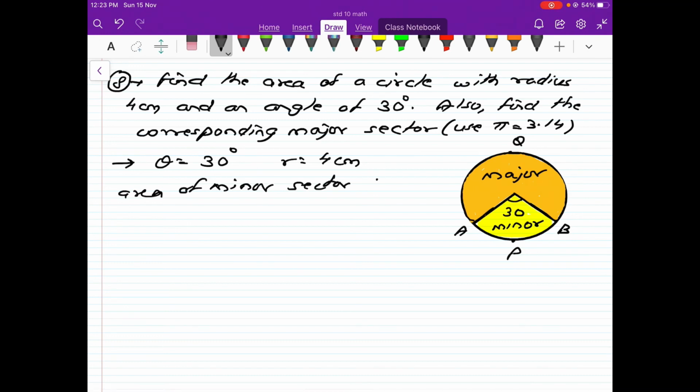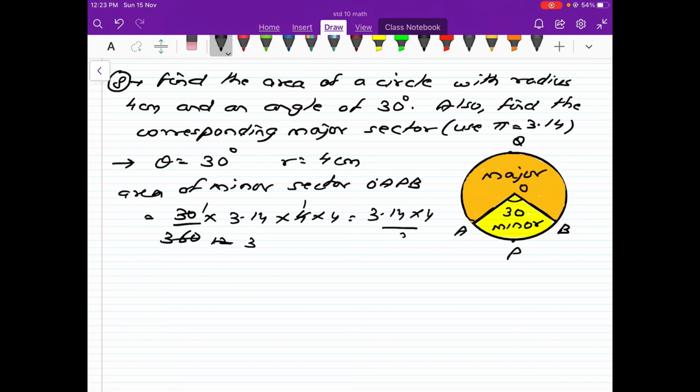What is that? OAPB. OAPB is given by theta upon 360 into 3.14 into 4 into 4. So this is 30 1s, 30 12s, 4 1s, 4 3s. So this is 3.14 into 4 upon 3, so we are getting 4.15 centimeter square.